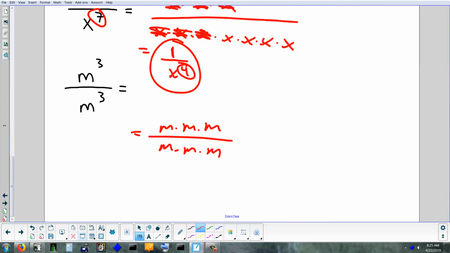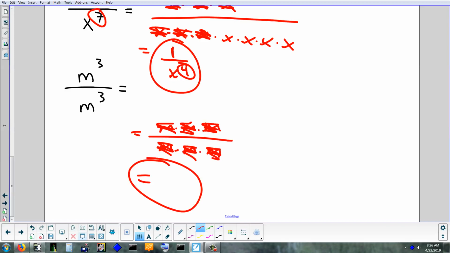What can I cancel out from the top and the bottom? The 3 m's. So an m, another m, another m. I've canceled everything. Now, we can't just say, oh, well, here's the answer. It's blank. It's 1 over 1. What would you put for the answer? All the m's are gone. 1 over 1. When everything cancels out, it's just 1.